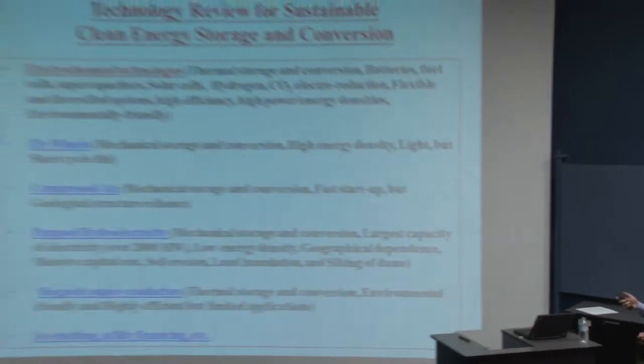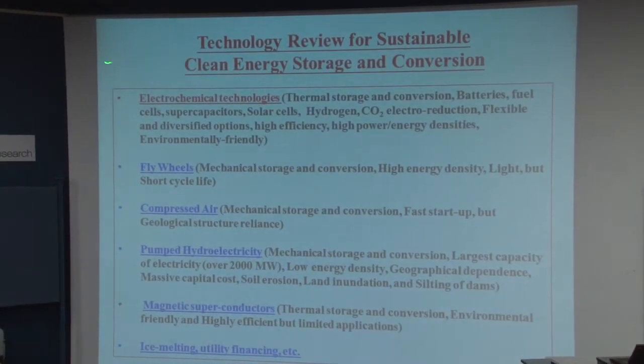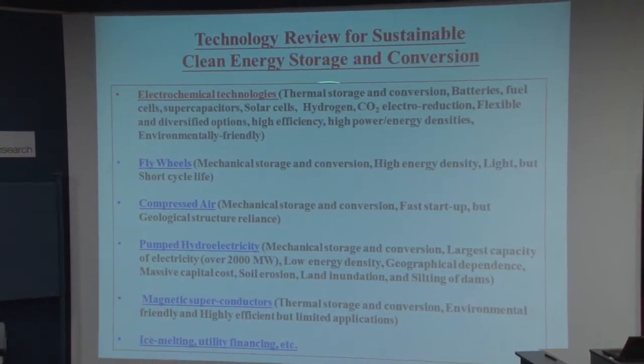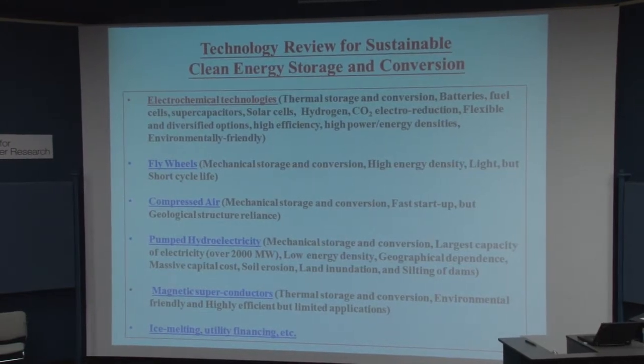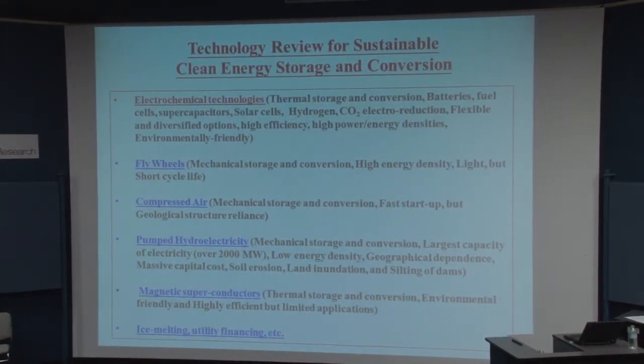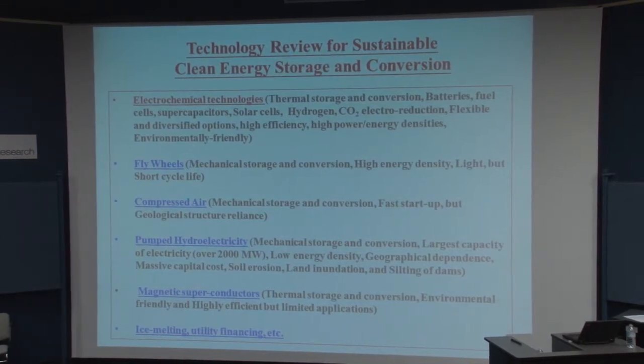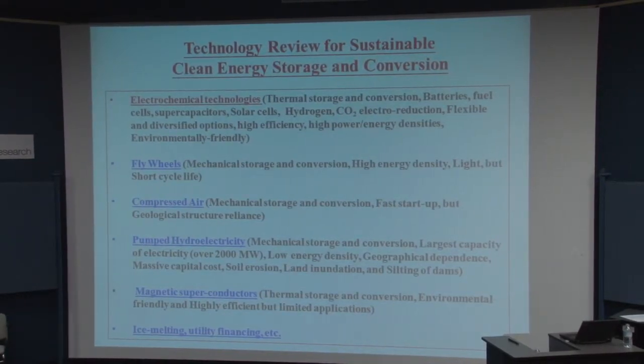How many types of clean energy storage and conversion are there? This slide shows you several types. First type is electrochemical technology. Everybody uses the lead battery, fuel cell, supercapacitor, and hydrogen, CO2 reduction, etc. This is called electrochemical technology. Second is called flywheel. You use actual energy to run a very big flywheel. Then when there is no energy, the flywheel is still going, and it converts back to energy.